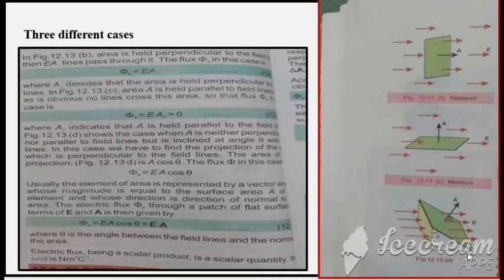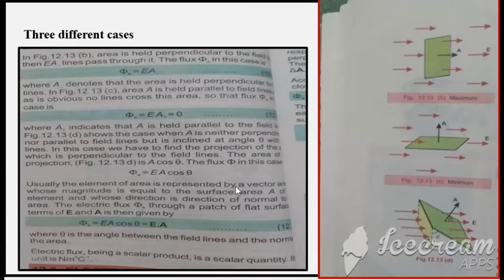We resolve it into its components, x component and y component. This is theta, making an angle, so this is considered the base and this one is the perpendicular. So A cos theta will be present here, whereas A sin theta will be present here in this downward direction. Only through the A cos theta component is the maximum number of electric field lines passing, whereas through the A sin theta component no electric field line is passing. So the flux in this case is represented as phi E is equal to EA cos theta.